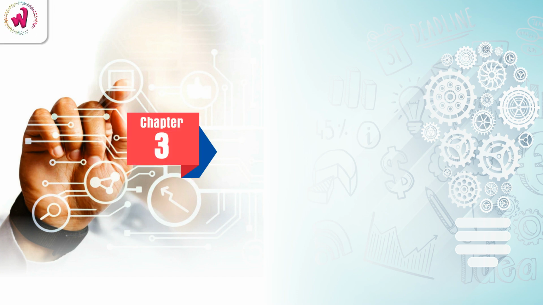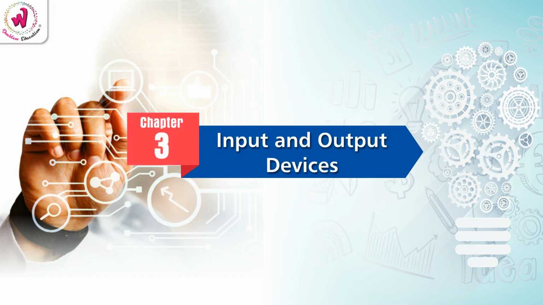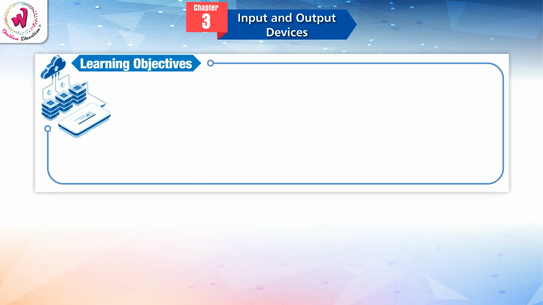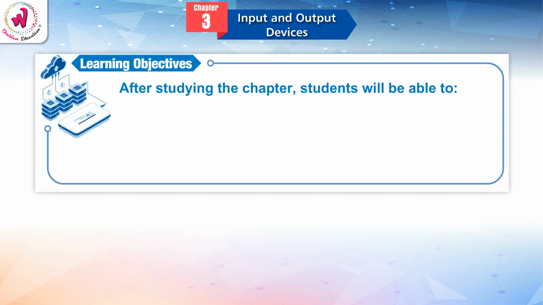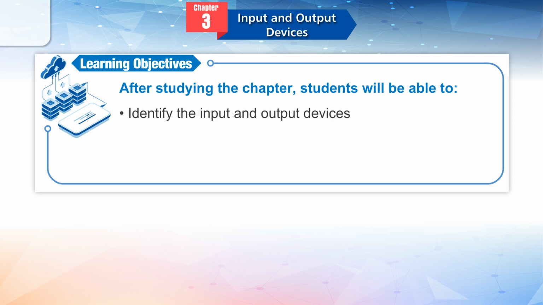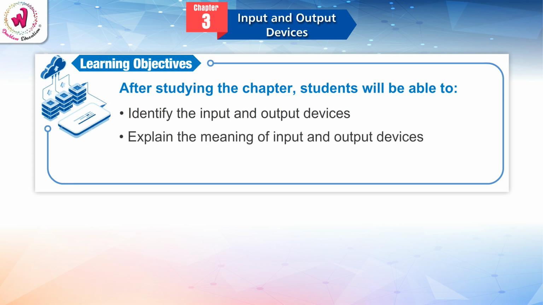Chapter 3. Input and Output Devices. Learning Objectives. After studying the chapter, students will be able to identify the input and output devices, explain the meaning of input and output devices, and describe the different input and output devices.